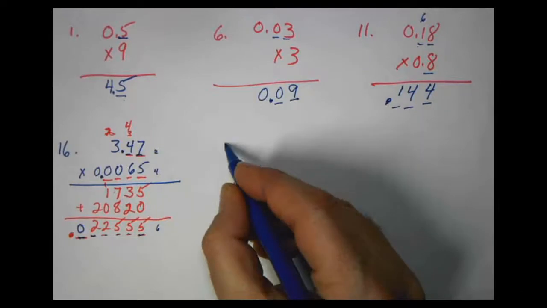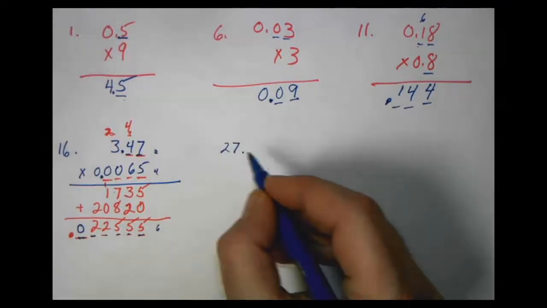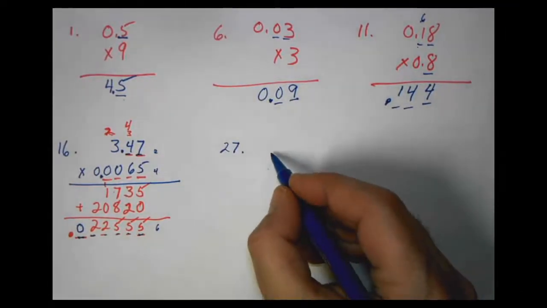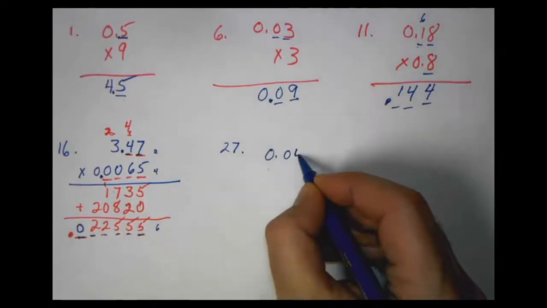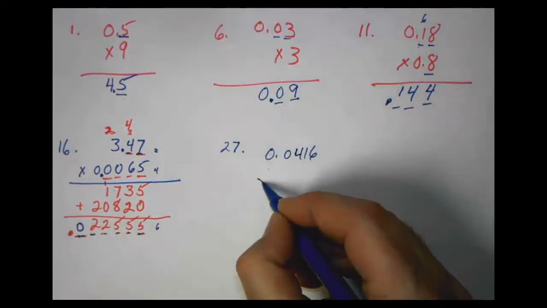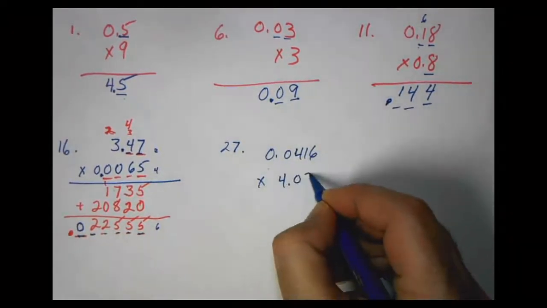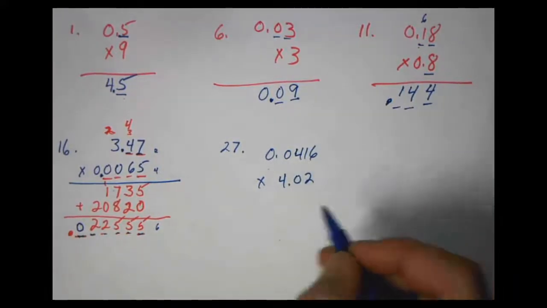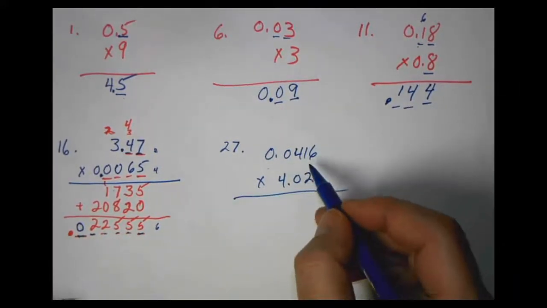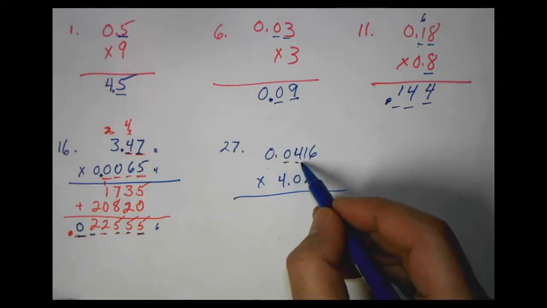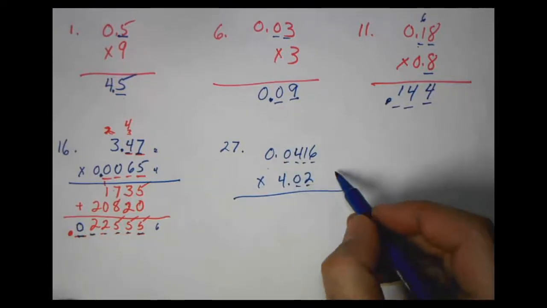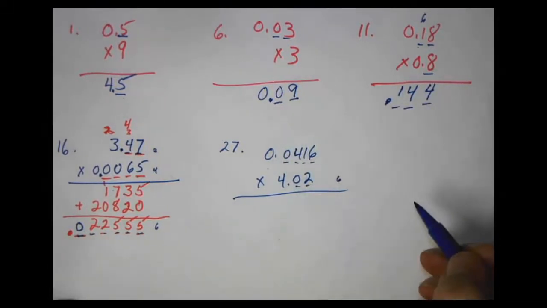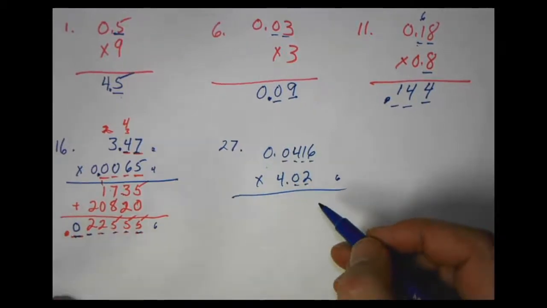Let's look at problem number 27. They're just getting a little bit bigger numbers as we go down the page. 4.02. Okay, so before we even do our math, let's count up how many spots we're going to need behind our answer. 1, 2, 3, 4, 1, 2, for a total of 6. Okay, so we know I have to count over 6 spots in my answer.